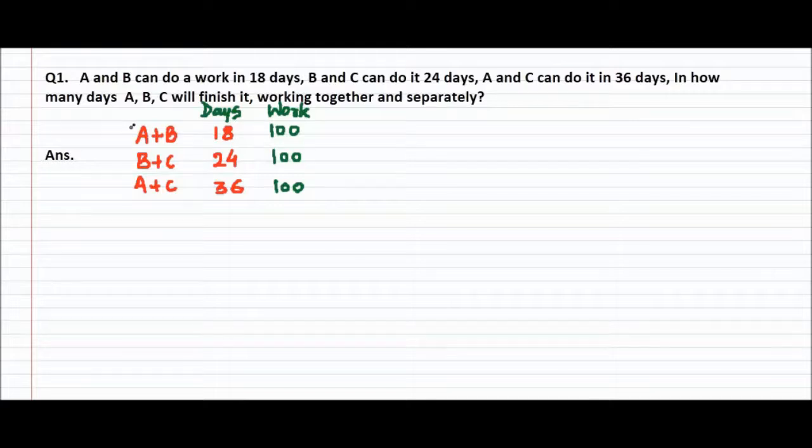Alright, so now let's come back to the question. A and B can do this 100 units of work in 18 days. B and C can do this 100 units of work in 24 days, and A and C can do this 100 units of work in 36 days. So in the question nowhere they have mentioned that it is 100 units. They have just told that A and B can finish this work in 18 days. Alright, this is my assumption. We have taken these assumptions of 100.